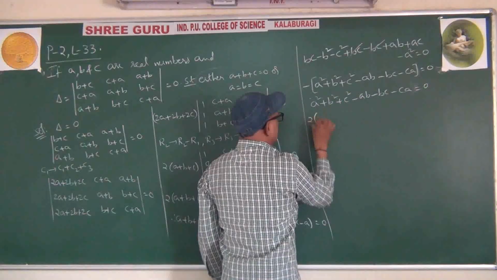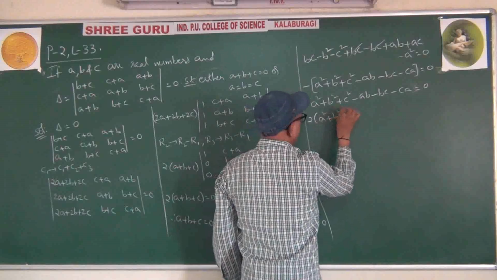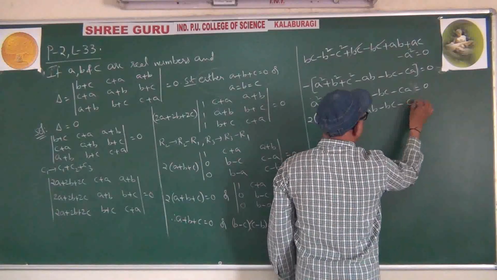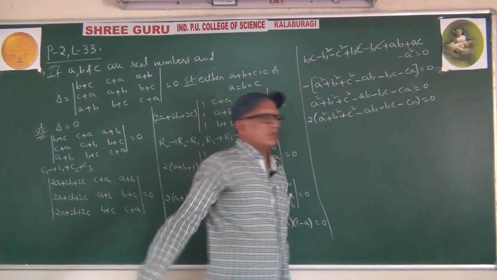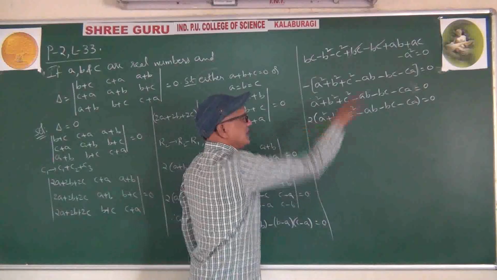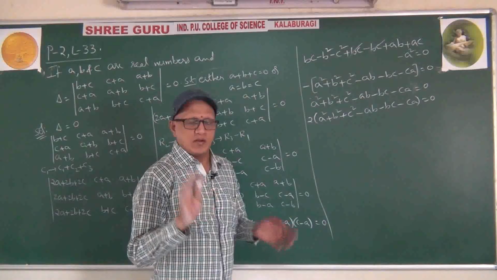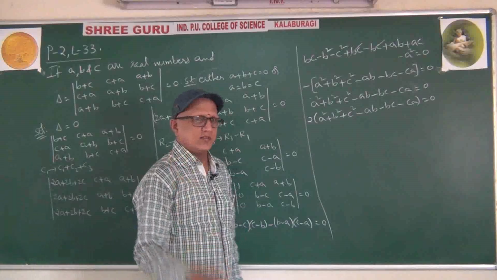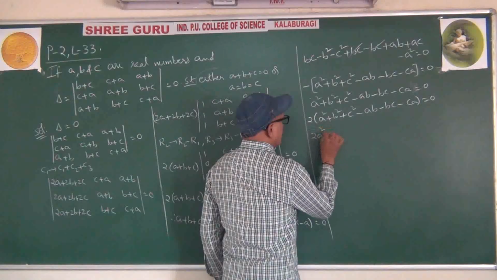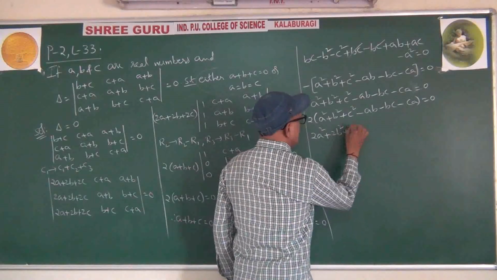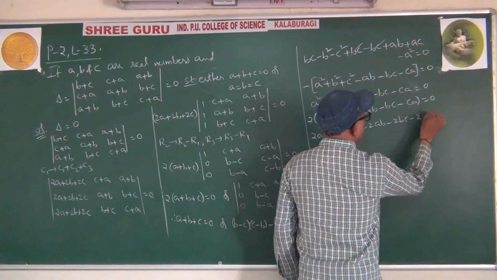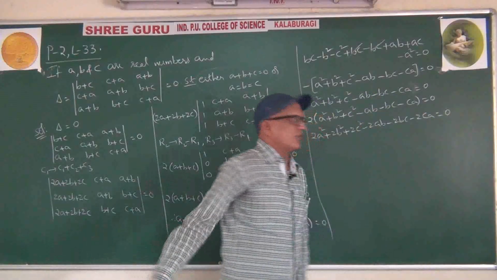Next step, don't ask why we are doing like this. Sir, why? I am telling, don't ask. Multiply with 2. I will tell, wait. Why we are multiplying with 2? I will tell. Multiply with 2: 2a square plus 2b square plus 2c square minus 2ab minus 2bc minus 2ca equals 0.